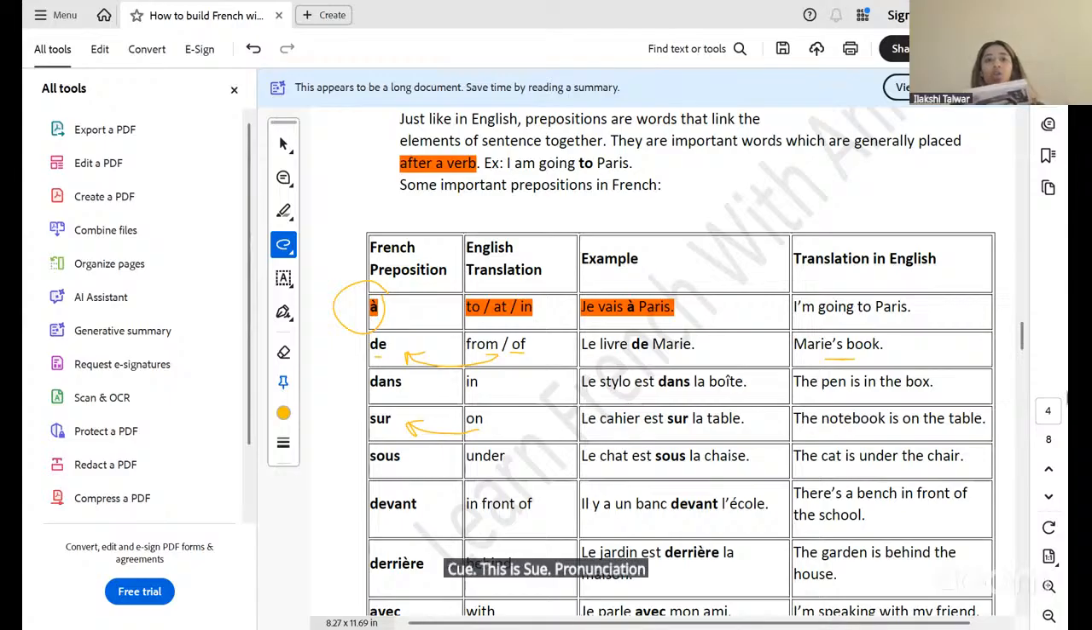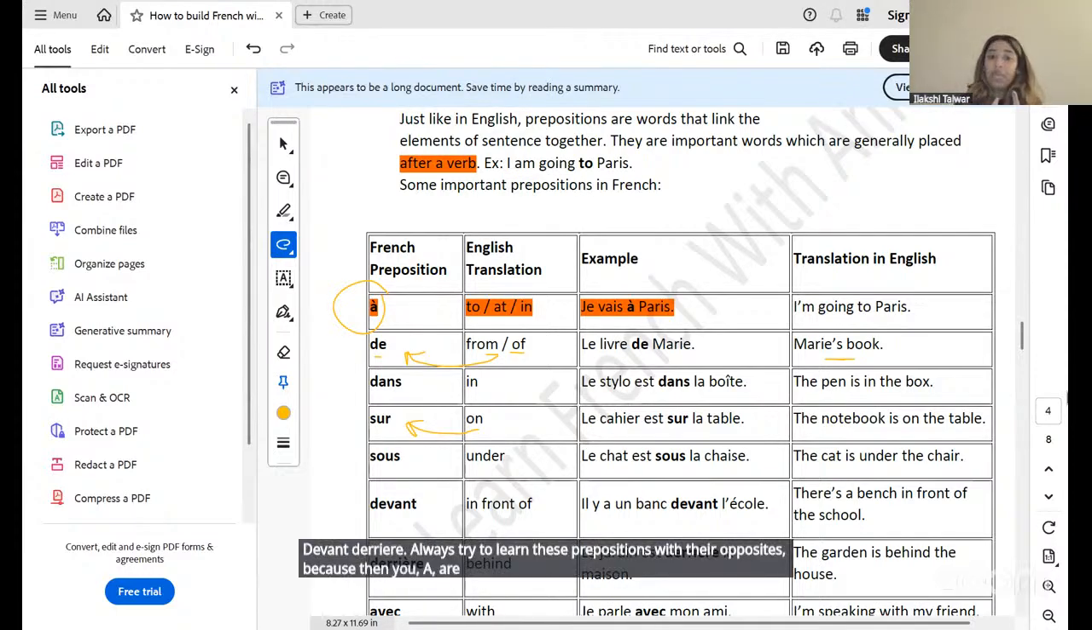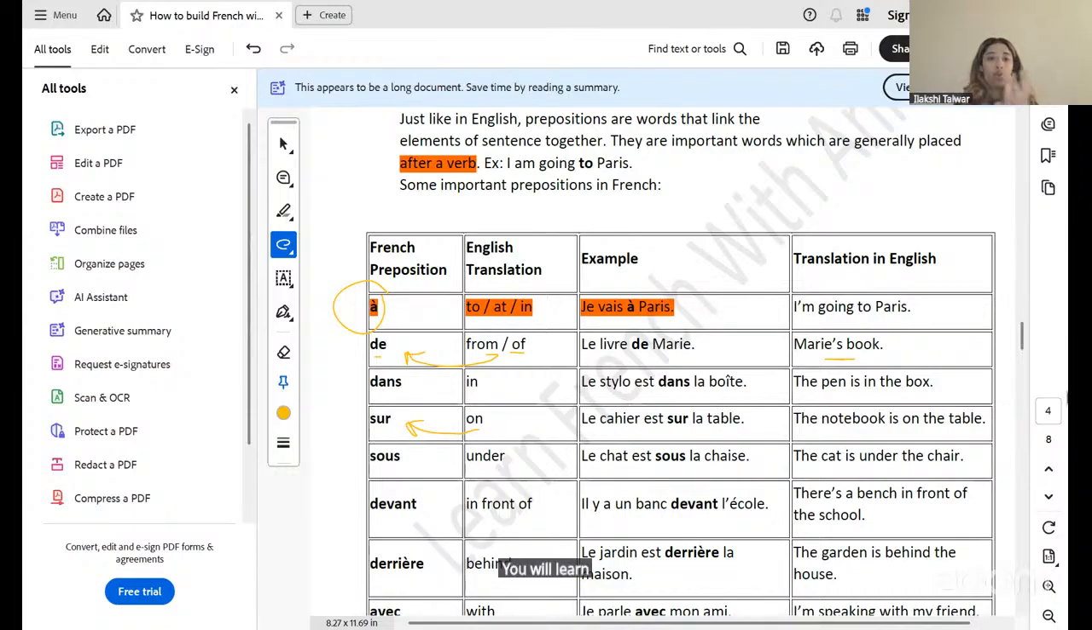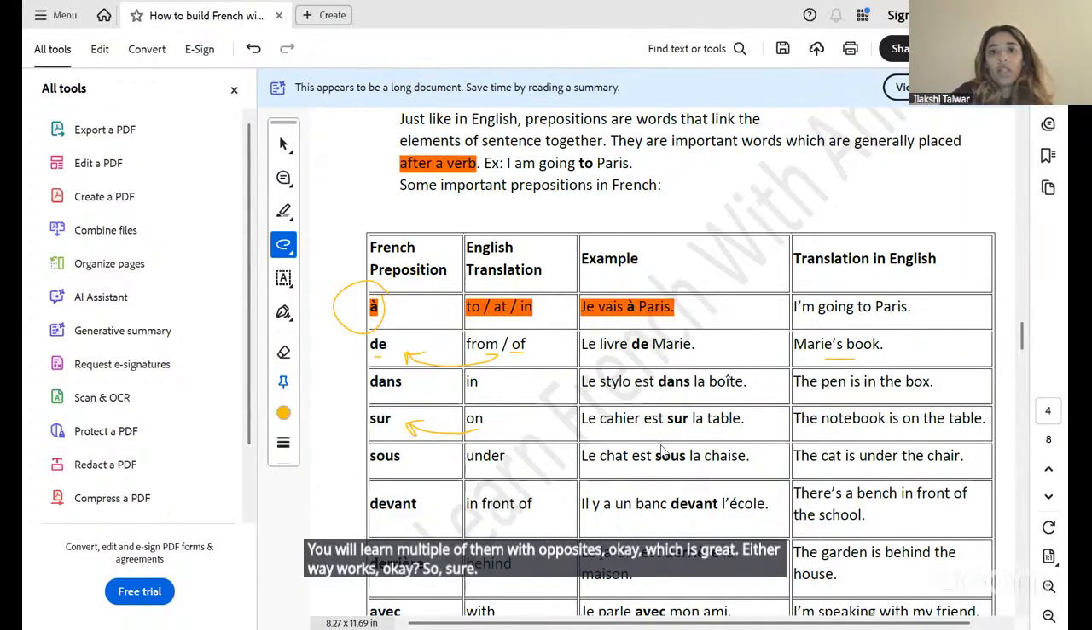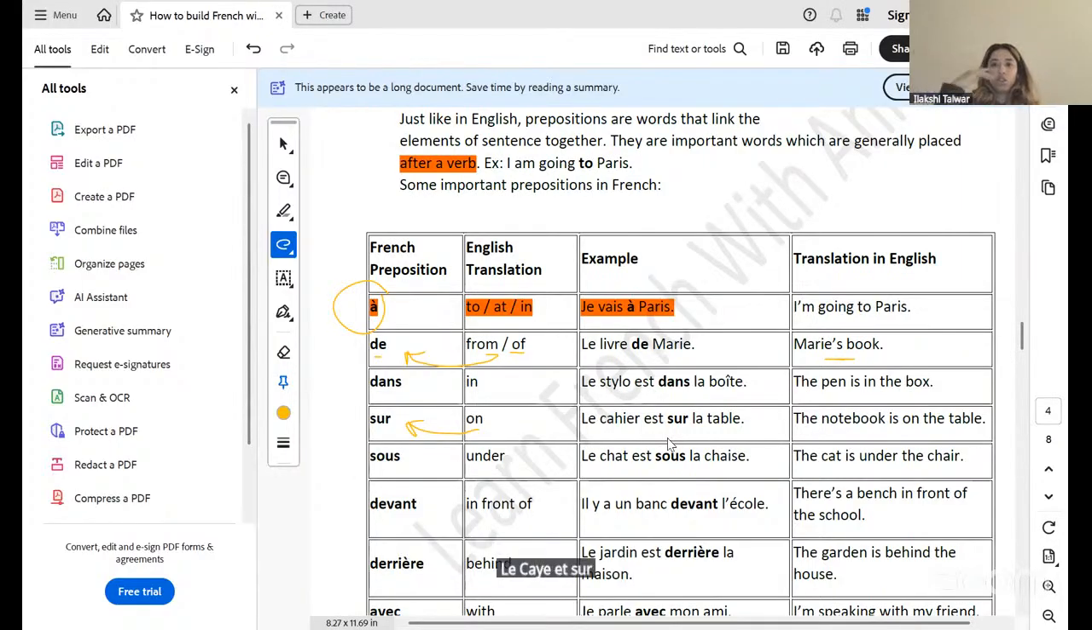Pronunciation: sur, sous. Devant, in front of, derrière, which is behind. So sur, sous, devant, derrière. Always try to learn these prepositions with their opposites, because then you, A, are increasing your vocabulary, B, you will learn multiple of them with opposites, which is great. Either way works. So sur. Le cahier est sur la table. The notebook is on the table. Le chat est sous la chaise. It's under the chair.